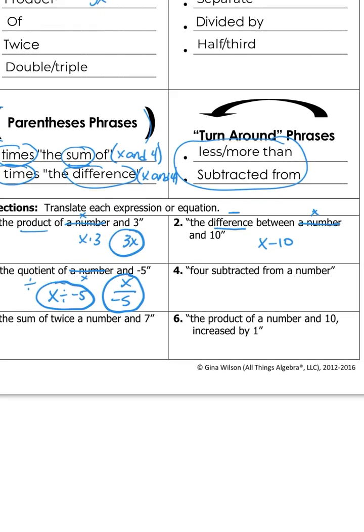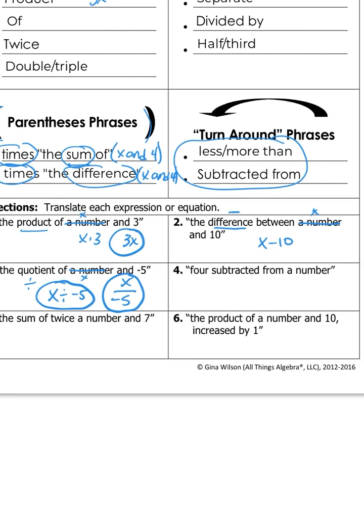All right, 4 subtracted from a number. So this is the turnaround phrase. So if 4 is subtracted from x, that means x has to come first. So it's going to be x comes first, and then 4 comes second. So x minus 4 is my answer.